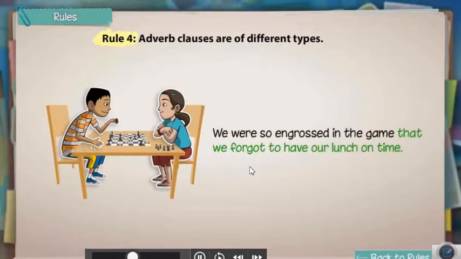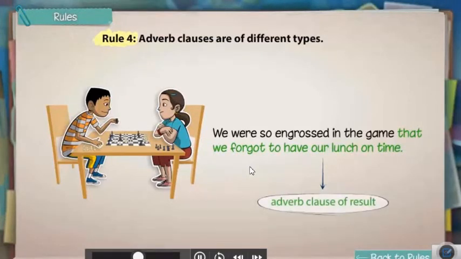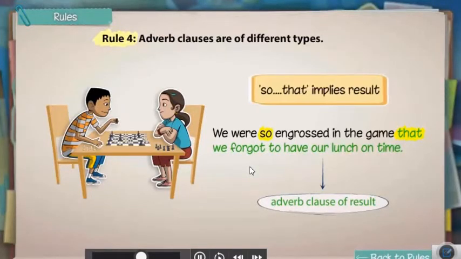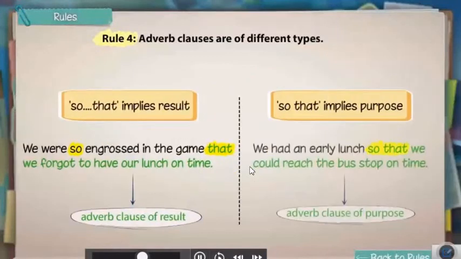Here's another type of adverb clause. It tells us the result of getting engrossed in the game. Such a clause is called an adverb clause of result. Note that the use of so and that separately implies the result of an action, while the use of so that together implies that an action was done for a specific purpose.